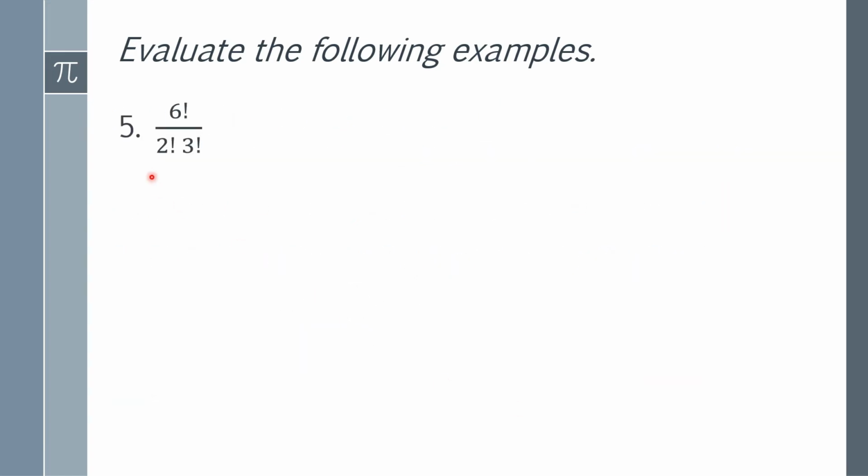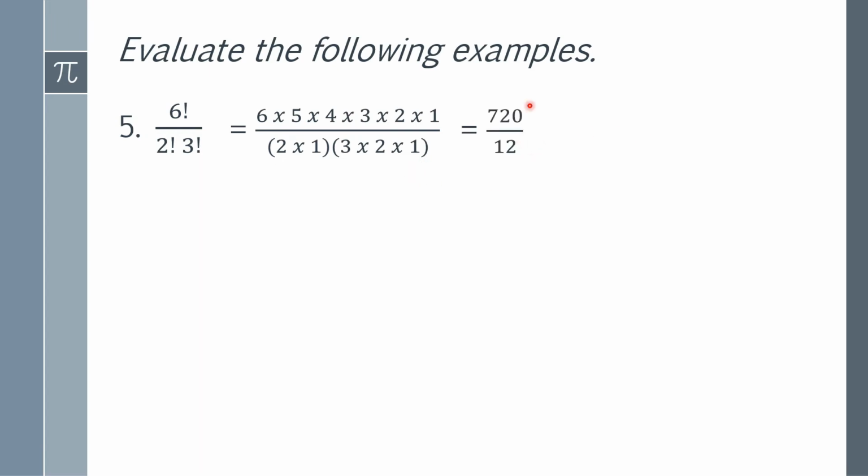Now let's have number 5. We have 6 factorial divided by 2 factorial times 3 factorial. So we will now have 6 factorial as the numerator. So we have 6 times 5 times 4 times 3 times 2 times 1. And for the denominator, we have 2 factorial, that is 2 times 1, times 3 factorial, that is 3 times 2 times 1. Now, let us simplify.